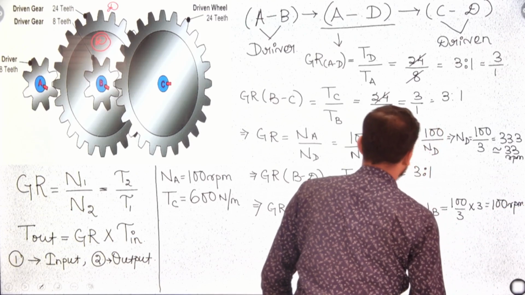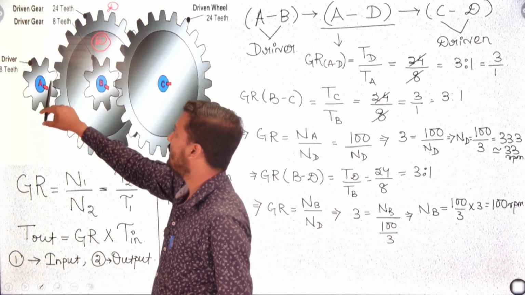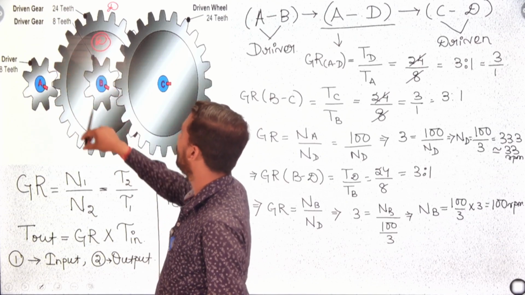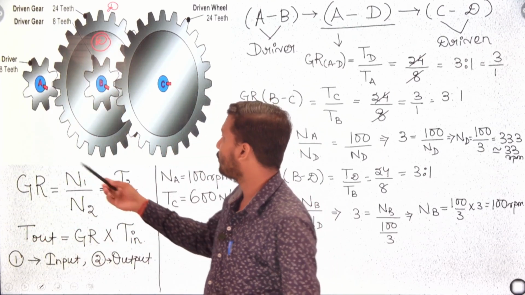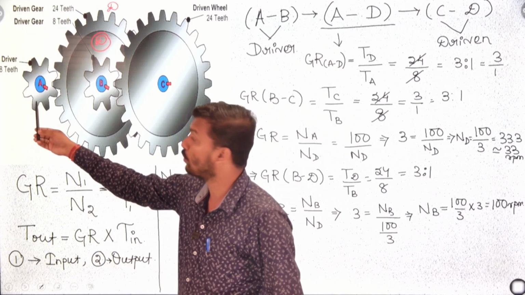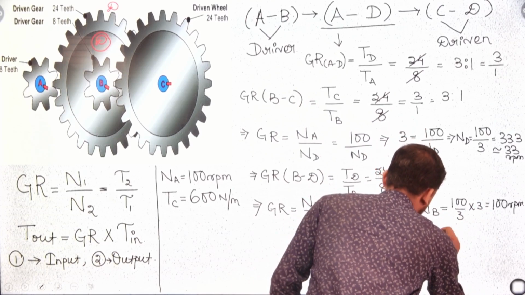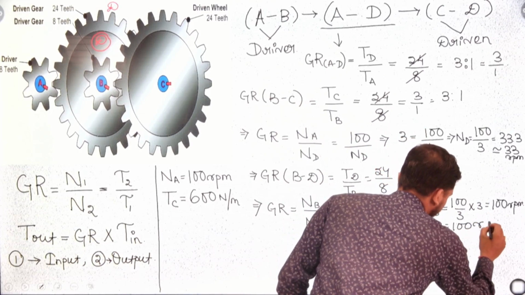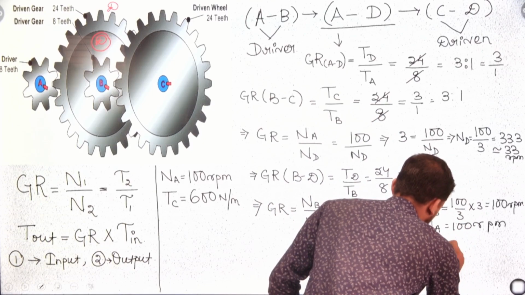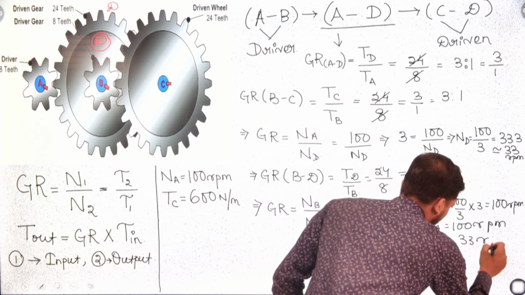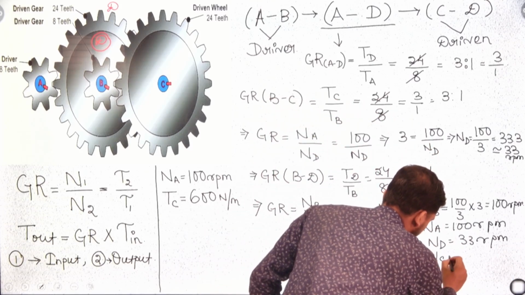Okay, so what you are getting over here, the size is same. This driver A size is 8, this B size is 8, driven gear size is 24, this driven gear size is 24. So for that reason, the speed of A is equal to the speed of B. That means NB is 100, NA is also 100 RPM. Same thing over here, ND is 100 by 3, maybe take 33 RPM. So similarly, we will get NC also 33 RPM.